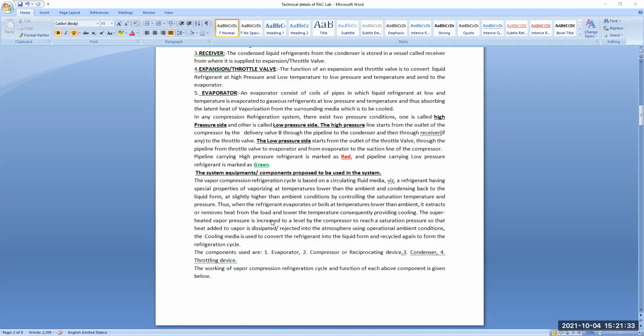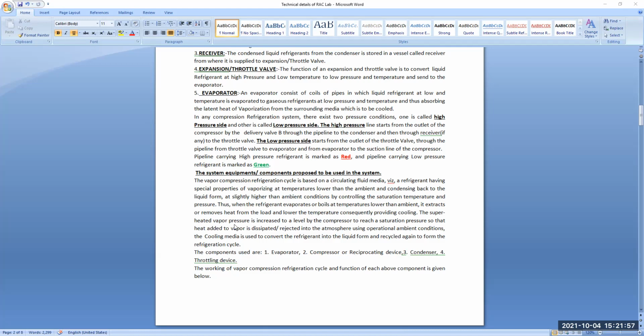It extracts or removes heat from the load and lowers the temperature, consequently providing cooling. So when it starts boiling, it draws the heat required for boiling from the load itself and lowers the temperature, thus providing cooling.